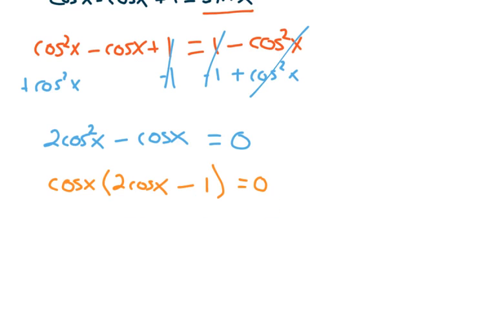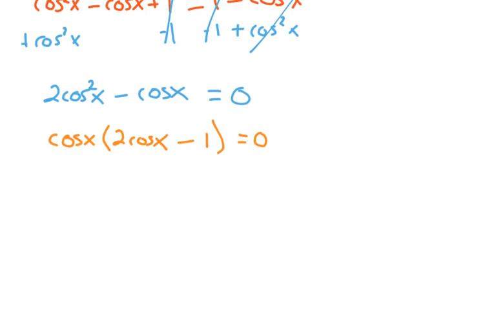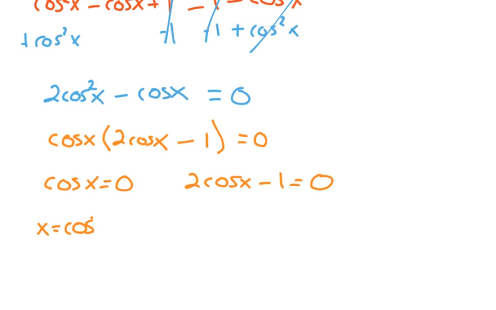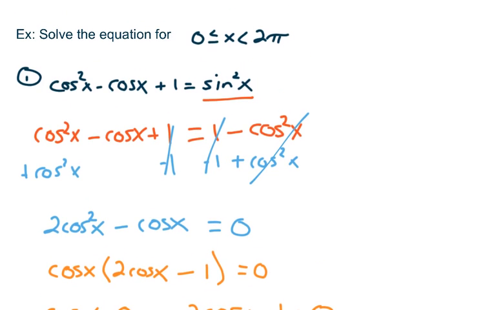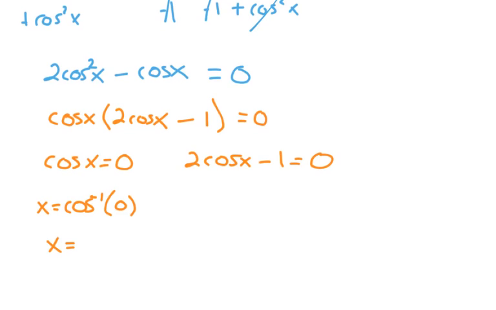A number times a second number is 0, which means each of those two numbers could be 0. And we need to find an x value that makes each one 0. Cosine of x equals 0. Simple algebra here and a little bit of trig. We can say that x is equal to the cosine inverse of 0. And we're going to find that x is equal to, let's see, with cosine we're in quadrant 1 and quadrant 2. And our answer here would be, let me just double check, we are in radians this time. So cosine inverse of 0, that's at 90 degrees, which is pi over 2.